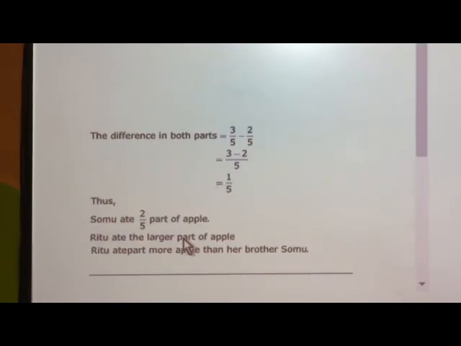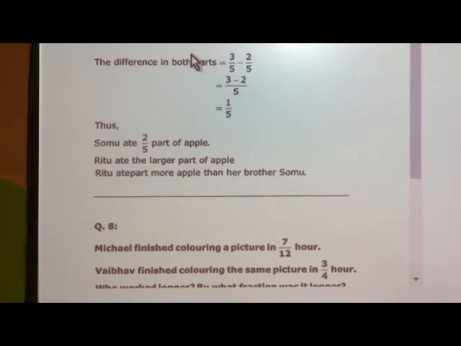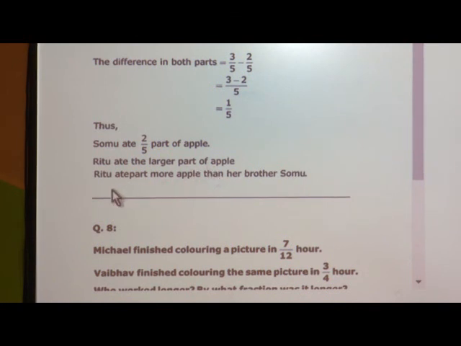Now, my dear students, the last question was, what is the difference between both parts? My question was not completed, there were 3 questions. When the denominator is the same, you can do the subtraction taking the denominator common. So, 3 minus 2 is 1/5. Somu ate 2/5 part of the apple, Ritu ate the larger part, 3/5, and Ritu ate 1/5 part more than her brother Somu.